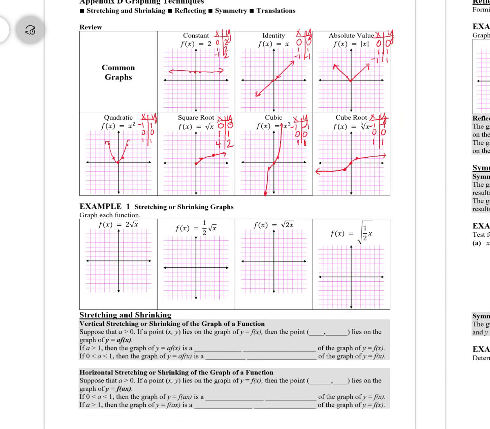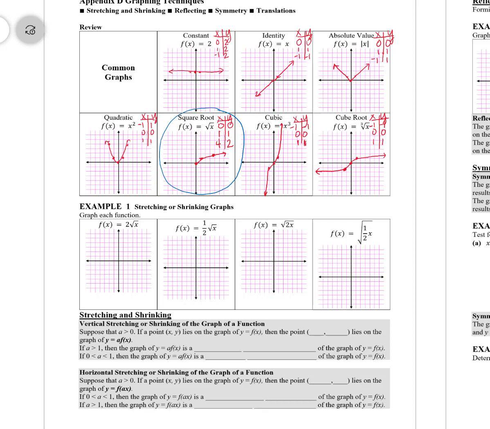So those are some of the common graphs, and you're going to be working with these graphs on your homework and then doing some stretching, shrinking, reflecting, and translations of the graphs. So for example 1, we're asked to stretch and shrink f of x is equal to the square root of x. So if we look at the square root function, that's this one here, we're going to be working with that graph for all 4 of these examples in example 1.